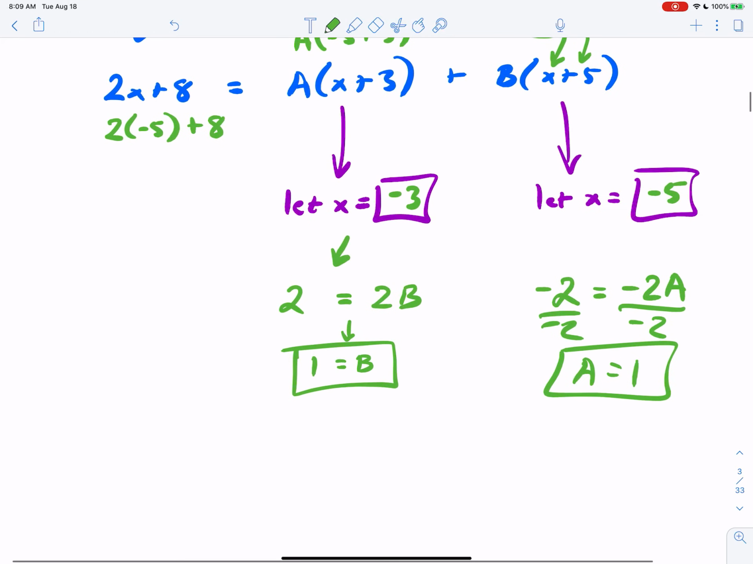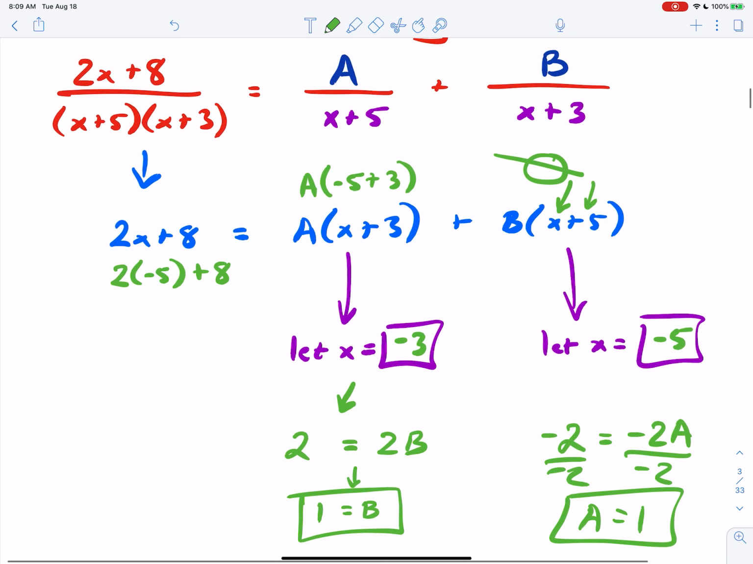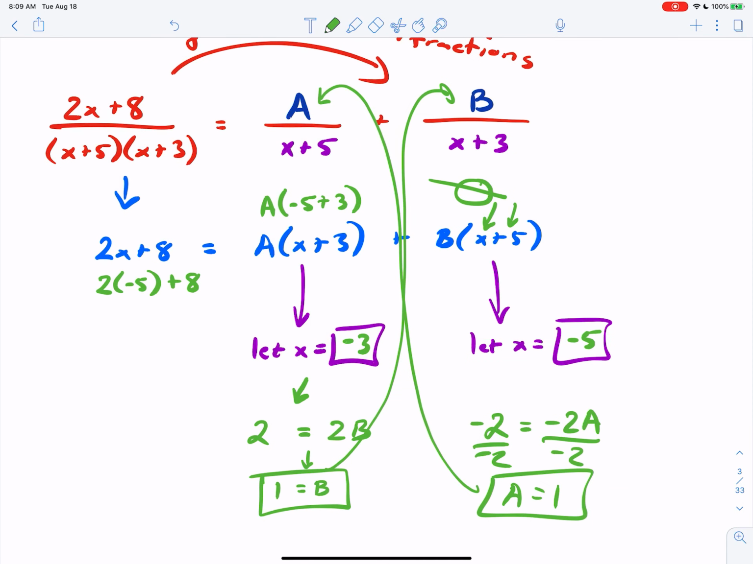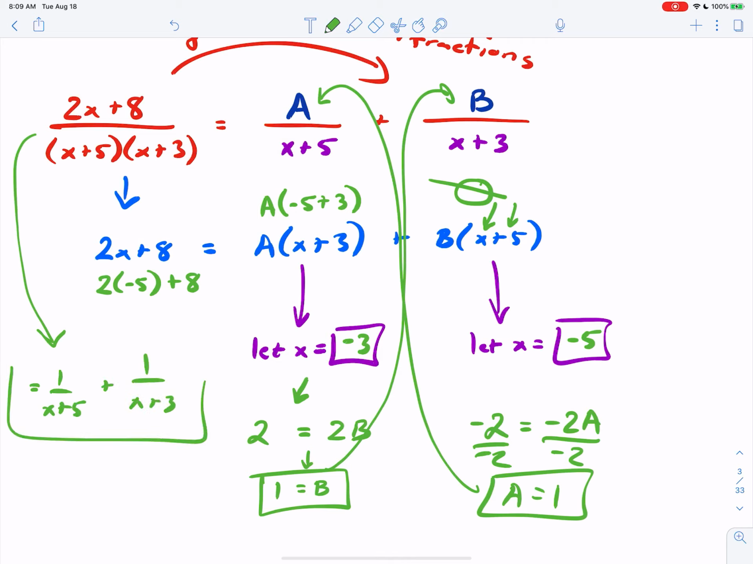So now that we know what a and b are, a will go back here and b will go back here. Make sure you guys put it back in the same spot, okay? So 2x plus 8 all over x plus 5 times x plus 3 comes out to 1 over x plus 5 plus 1 over x plus 3. This is called partial fraction decomposition. When you decompose something, you break it down, okay? So that's the idea of it.